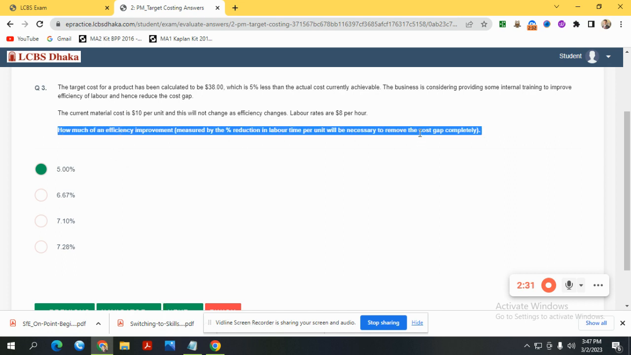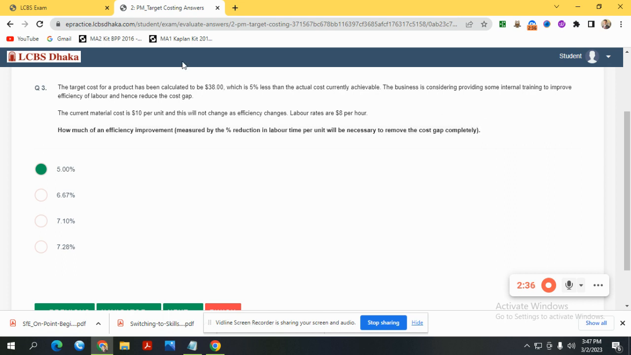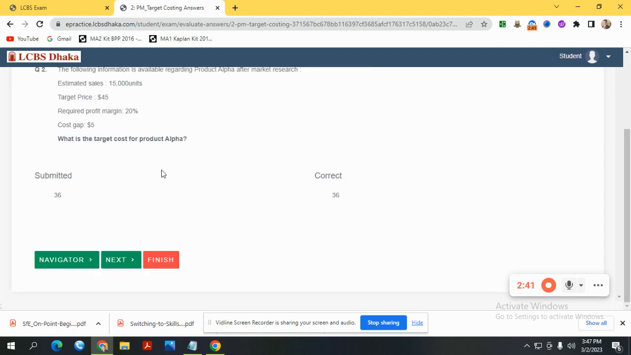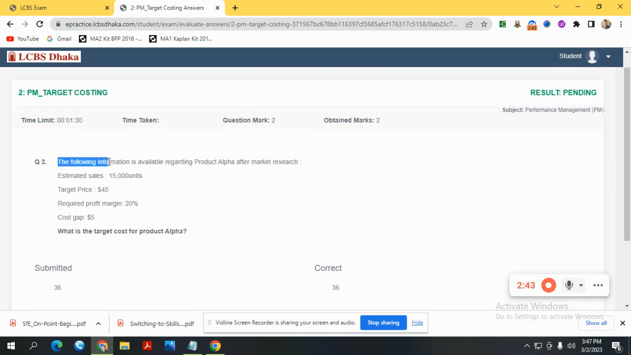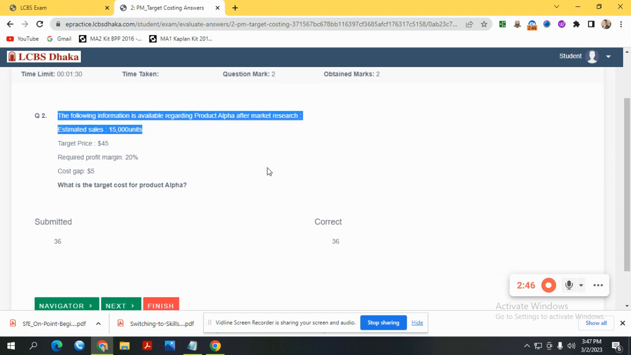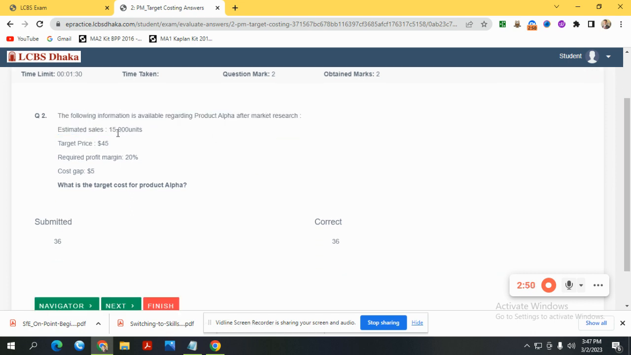So this one is a very interesting question, and I would like everybody to focus on this question. I think we skipped one. Right. Question 2. So the following information is available regarding product alpha after market research. After market research, our estimated sales is 15,000 units, target price is 45, required profit margin is 20%, cost gap is $5. So the question simply asks, what is the target cost for product alpha?